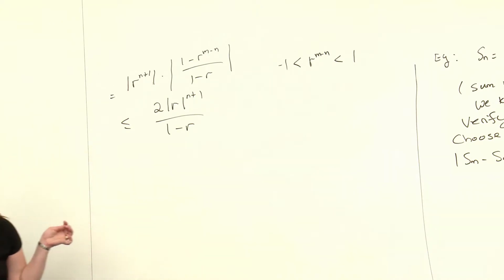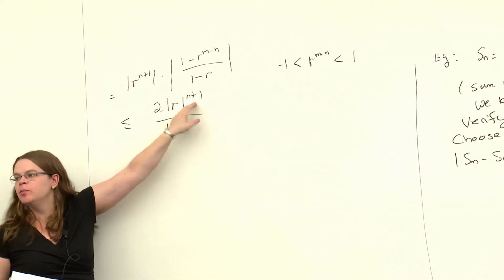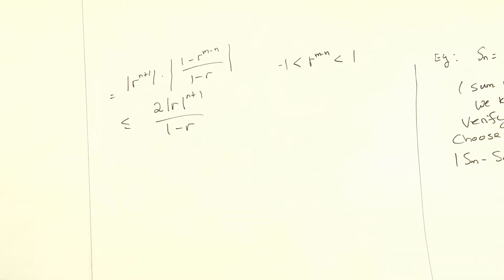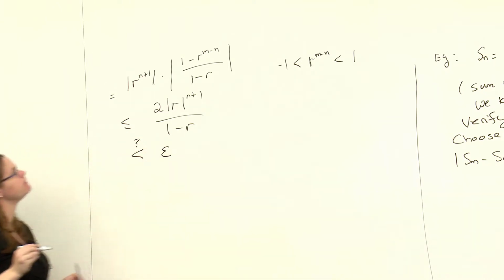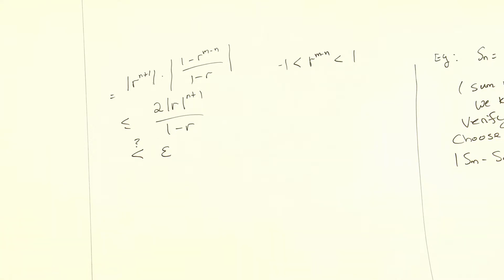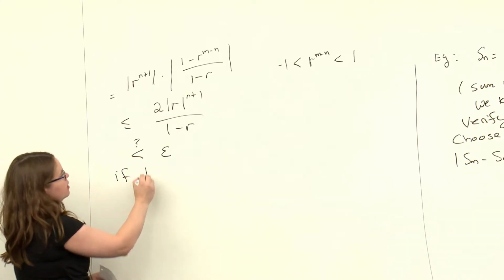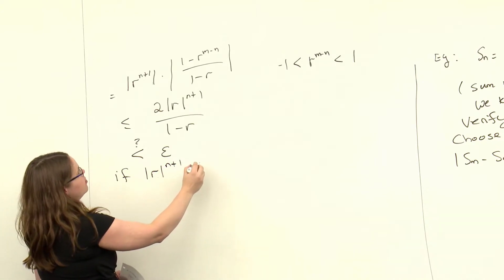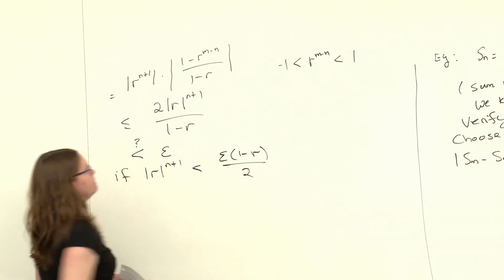And what's our goal? Our goal is to make this less than epsilon. And now we're in a position where we can probably do this, right? We've simplified this down to where n is only appearing at one point in here. And that's usually the place where we can say, now I can try to solve for what n has to be. So this is a good time to say, can we make this less than epsilon? And we can, right? As long as, if I rearrange things a little bit, r^(n+1) is less than epsilon times (1 minus r) divided by 2.